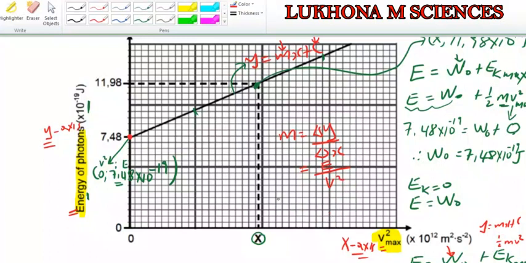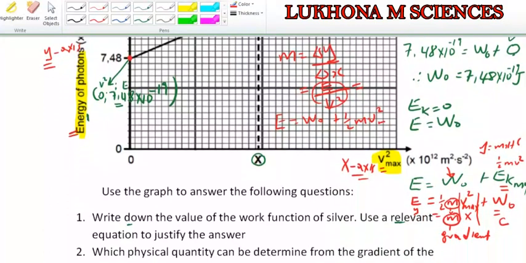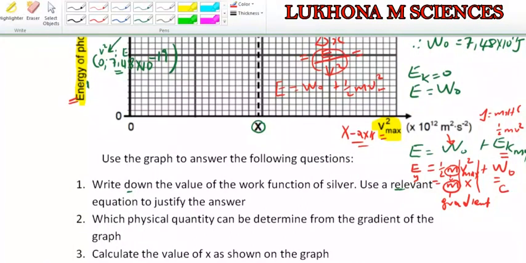Now if you look at the formula, E is equal to work function plus 1 over 2 mv squared max. Let's leave it like that. This is the gradient, then you substitute the values, then you get the gradient. It will be the mass of a photoelectron. Okay, now let's go to the last question.